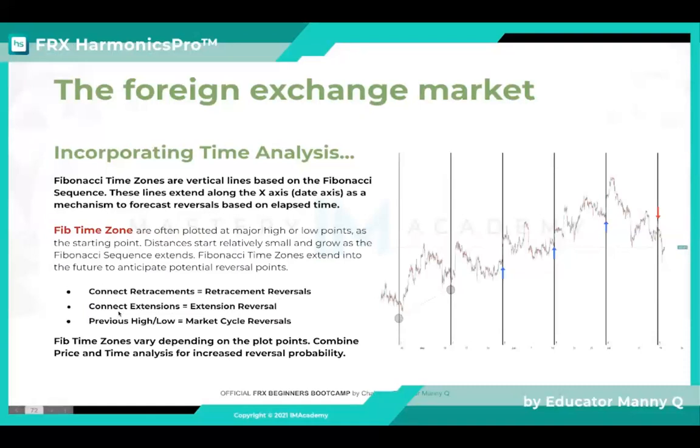You can connect the extension points if you're looking for extension reversals. And then you could plot previous highs and lows if you want to attempt to find the reversals for an entire market cycle. Okay, so remember this, that Fib time zones vary depending on the plot points. So they will change depending on where you plot them.